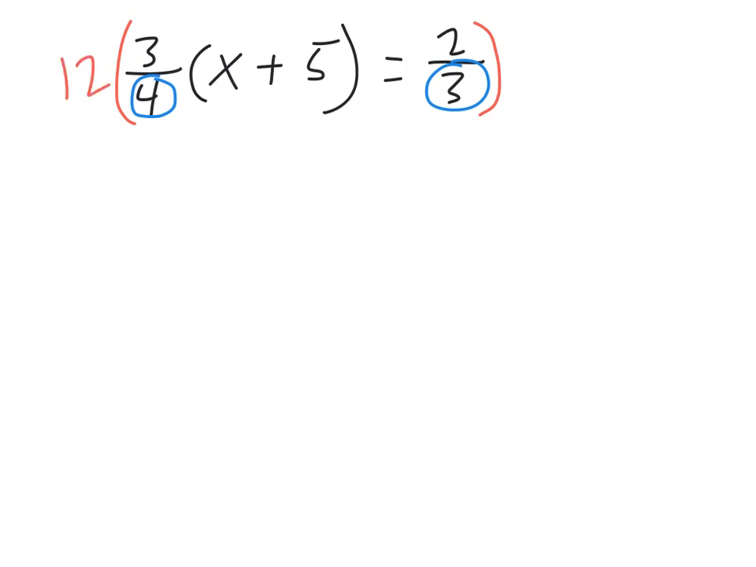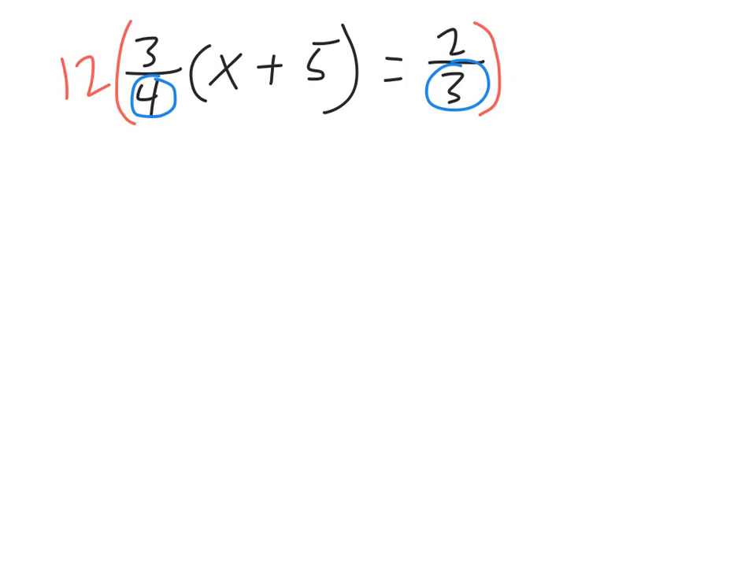So let's multiply the entire equation by 12. So we take 12, and we want to multiply it by everything in the parentheses. One note, though. Since x plus 5 is already in parentheses and being multiplied by something, you only multiply the number in front of the parentheses by 12, not the x plus 5.